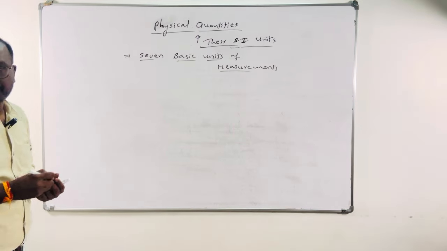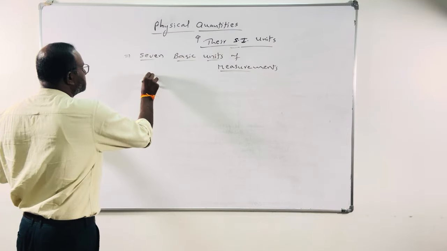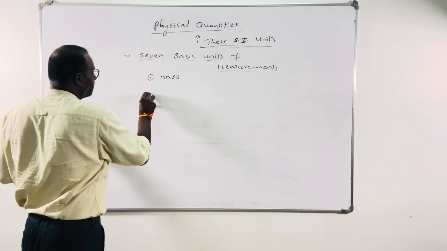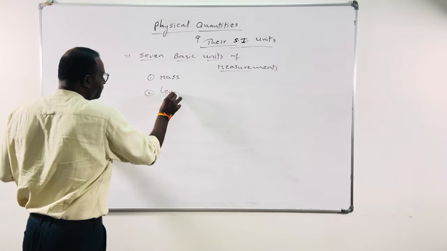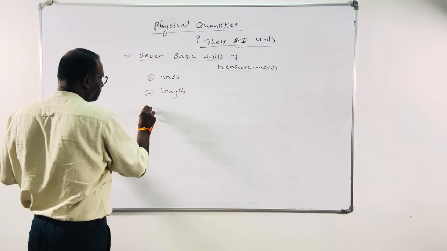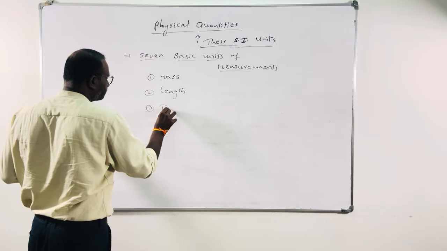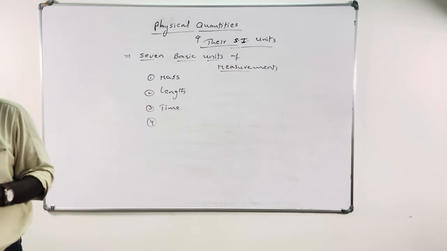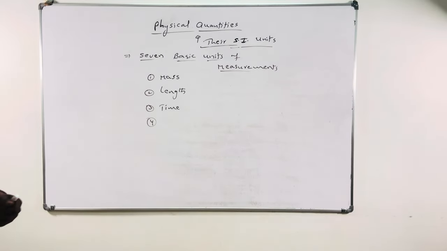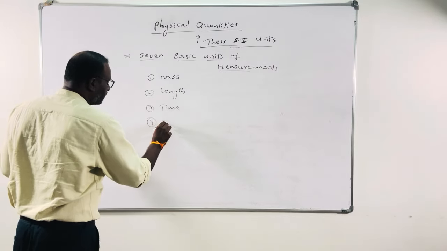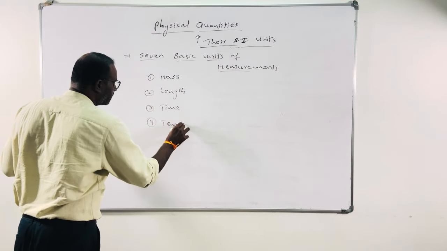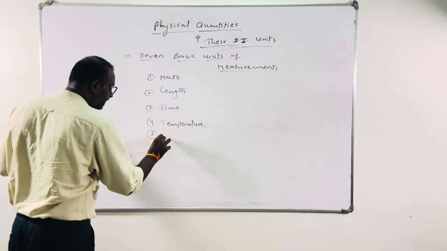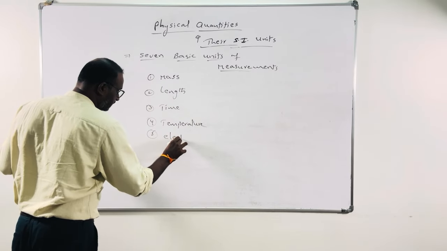They are: the first one is mass. Second one is length, just now I told you. Third one is time. Fourth one is temperature. And fifth one is electric current.